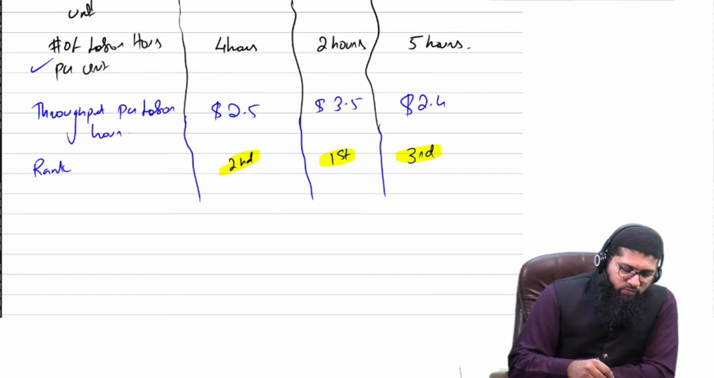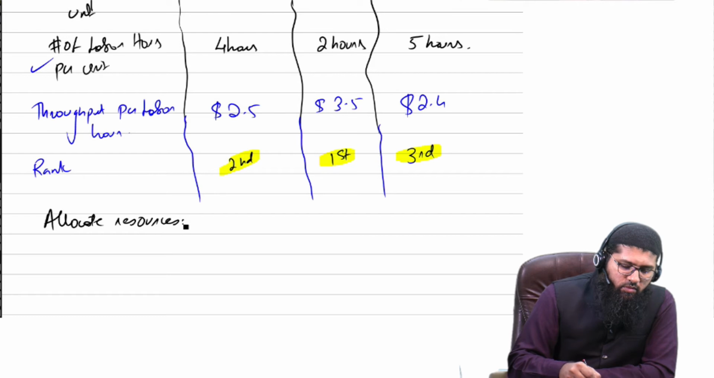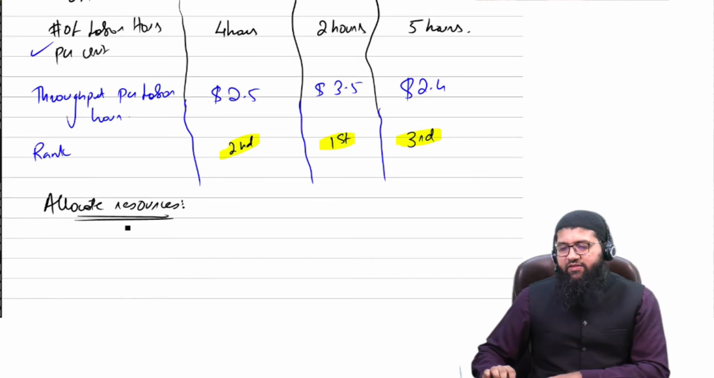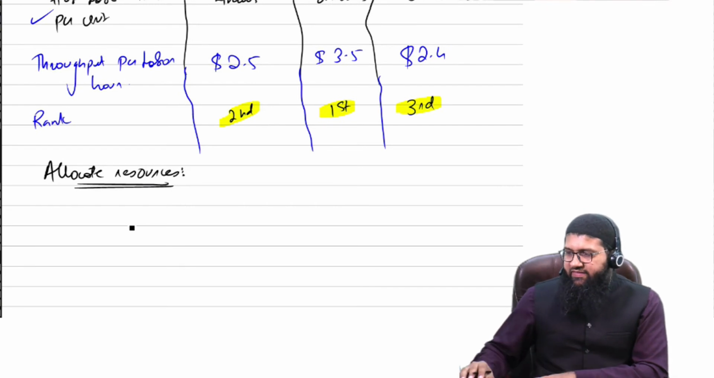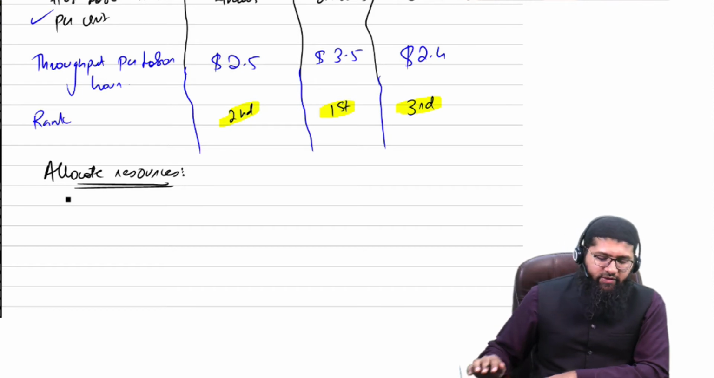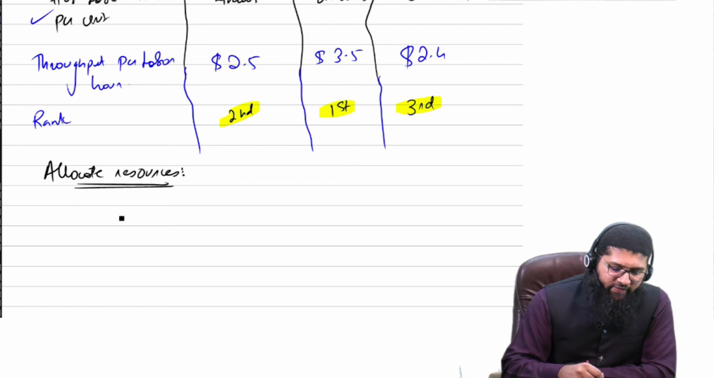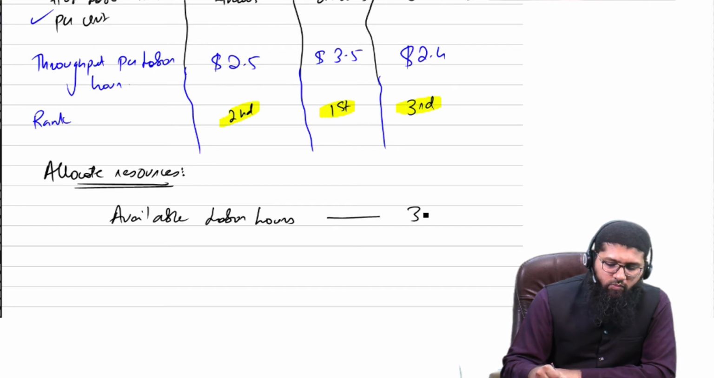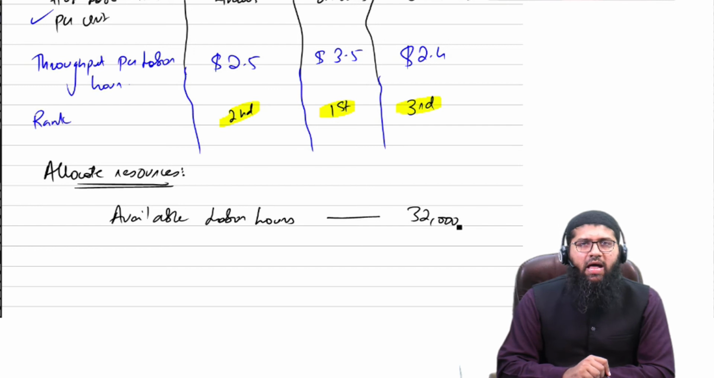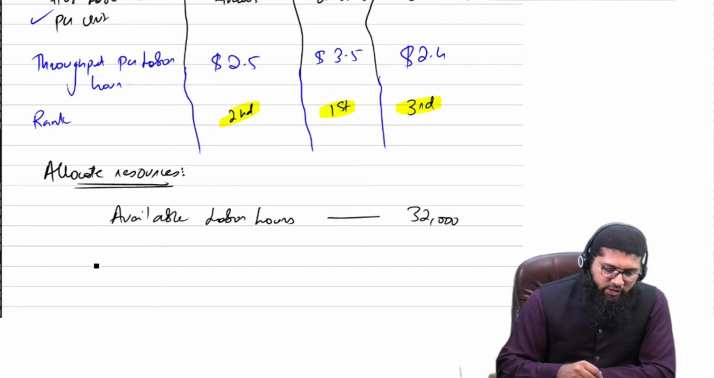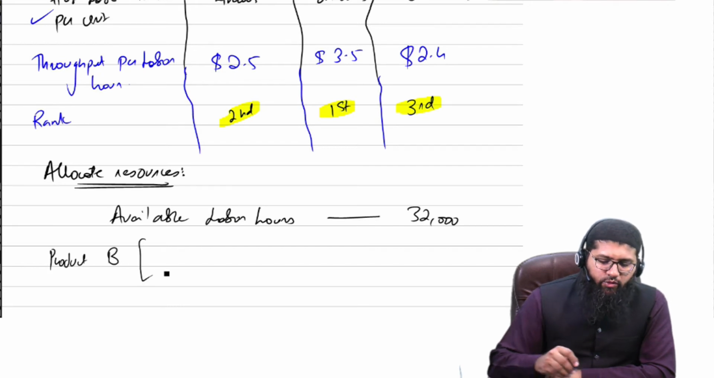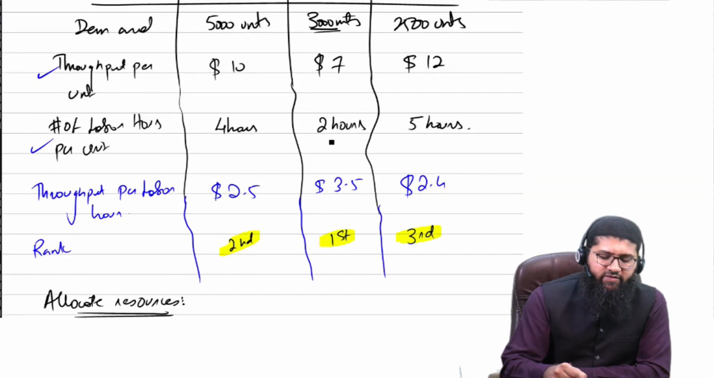So what are we going to do? The last step is to allocate the resources. How exactly are you going to allocate the resources? Let's try to understand. We have available labor hours, which is 32,000 hours. You would allocate the labor hours to product B first. For product B, it's 3,000 units, 2 hours each.